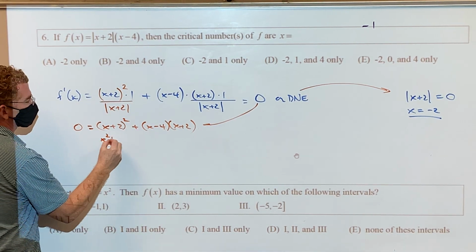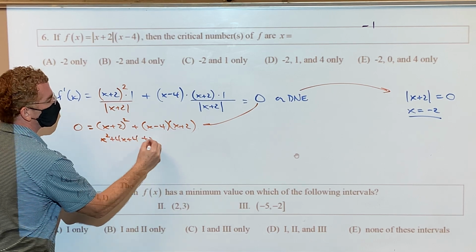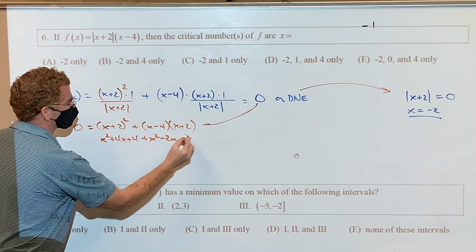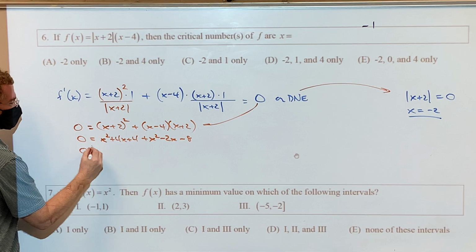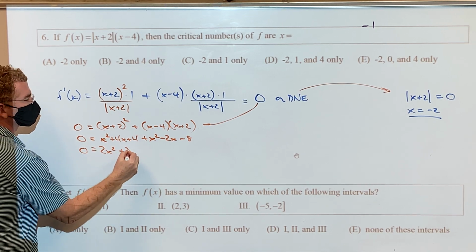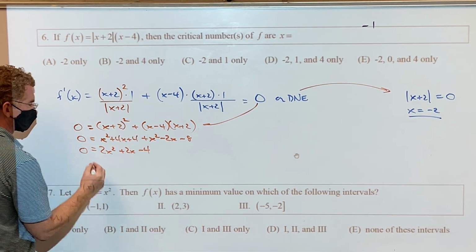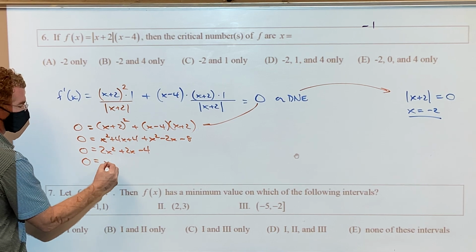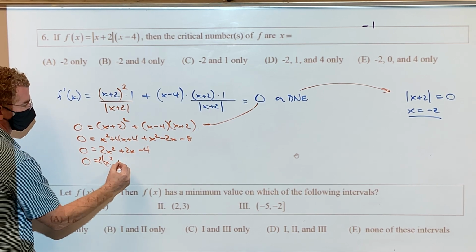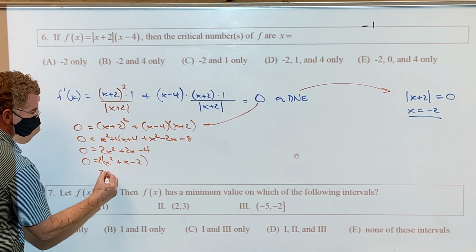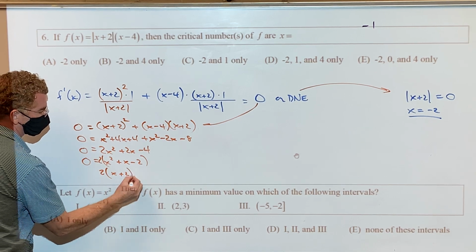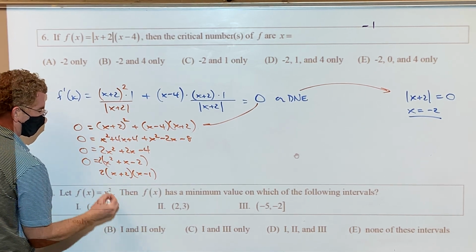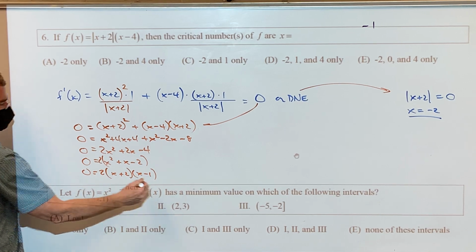So x squared plus 4x plus 4 plus x squared minus 2x minus 8, 2x squared plus 2x minus 4. I can divide a 2 away or factor it out. And that factors into x plus 2, x minus 1. And what are my critical numbers then?